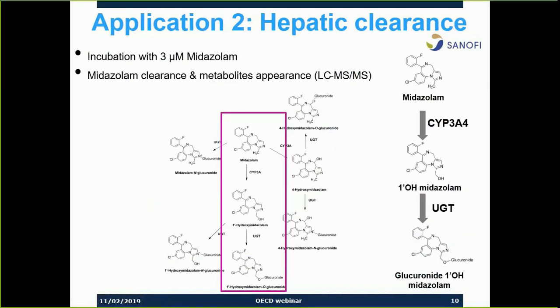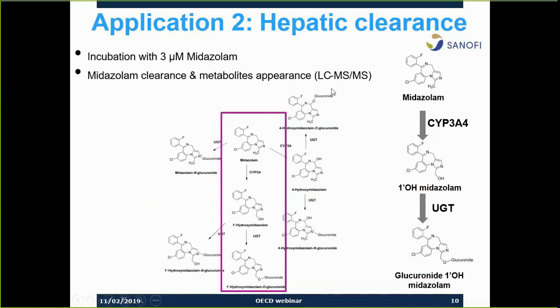So hepatic clearance quantifies the loss of drug during its passage through the liver, and it results from hepatic metabolism and biliary excretion, and it is a function of the hepatic blood flow, the drug plasma protein binding, and also the activity of liver enzymes and transporters.